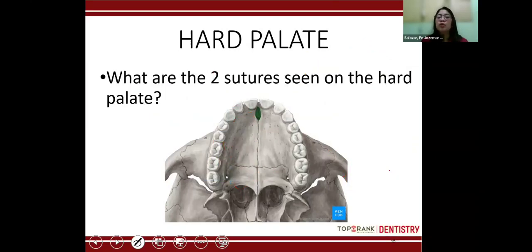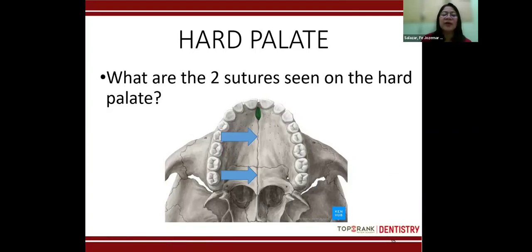Now, what are the two sutures seen on the hard palate? So you also have two. What is a suture again? Okay, a suture will bind two bones together. Tama? Okay, sutures are found between two bones, binding them or uniting them together.